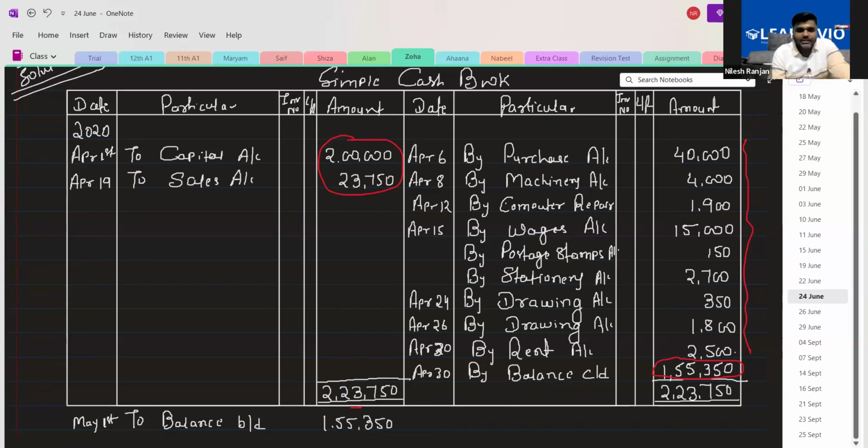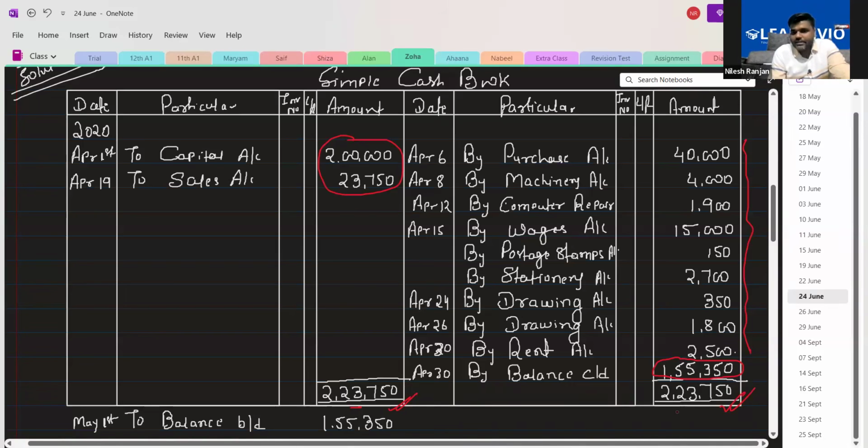So you can see here that I have written the total of 2,23,750 on both sides. Then I have calculated the total of this side and deducted it from this total amount. So the balance is 1,55,350. One thing, balance is always calculated on the lower side total, here it is the credit side. So tell me if you have any doubt again in the totaling or balancing part.